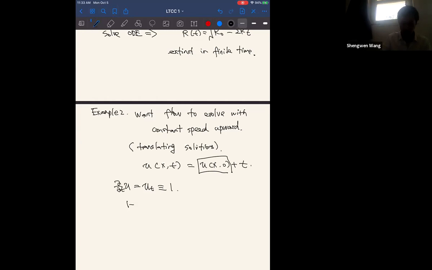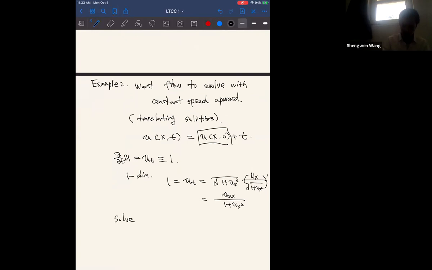So in one dimension, remember the graphical equation in one dimension, we can write it as u_t equal to the derivative of u_x over one plus u_x squared. This is equal to, and if this equals one, this gives you an ODE, right? Solve the ODE, one equal to u_xx.